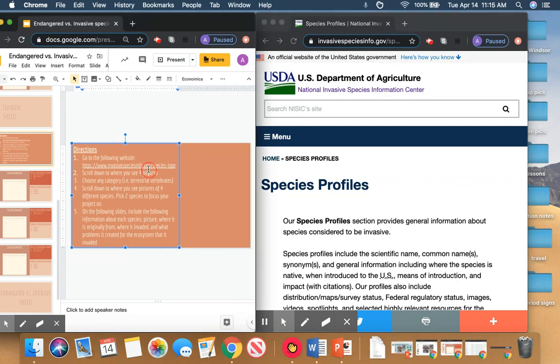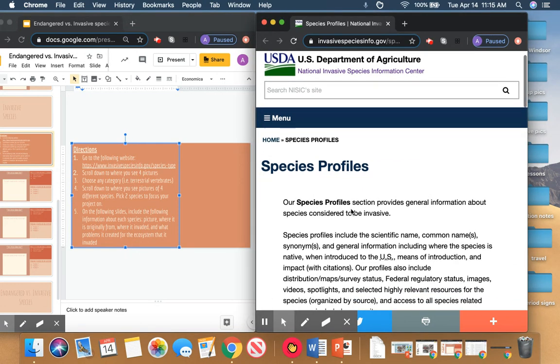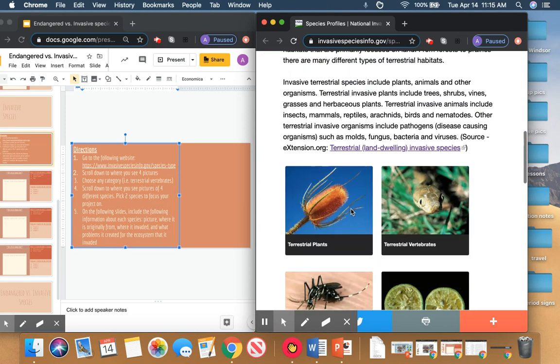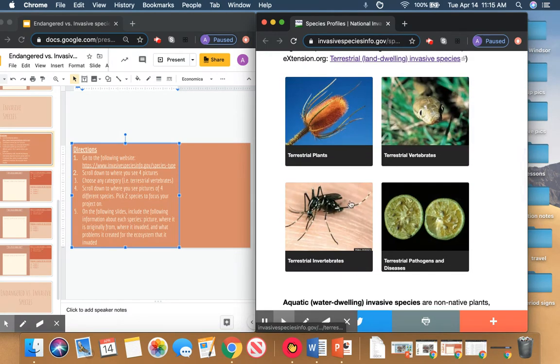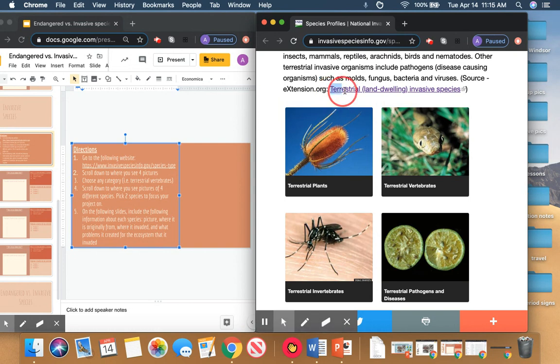The first thing it says is scroll down to where you see 4 pictures. So I'm going to scroll down, and here I have 4 pictures. Now the word terrestrial means land. So these are species that live on land. There's land plants, land vertebrates, land insects, and land diseases.